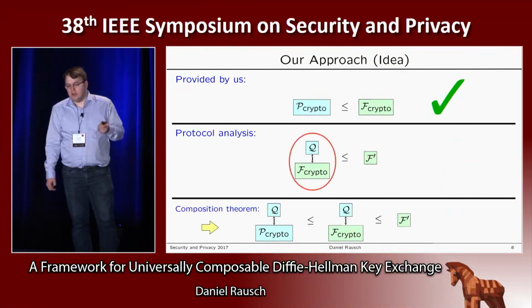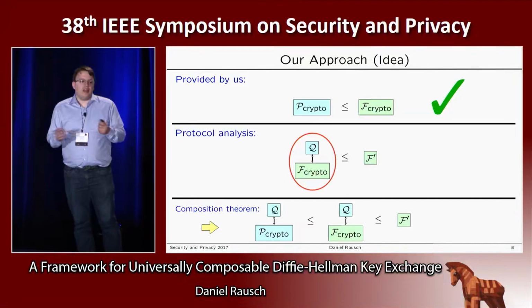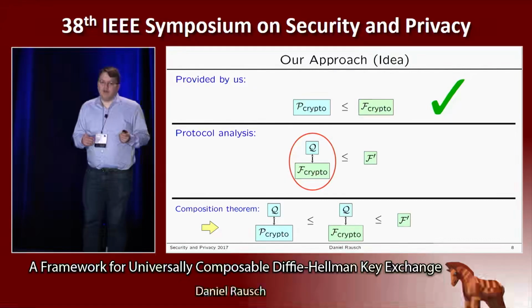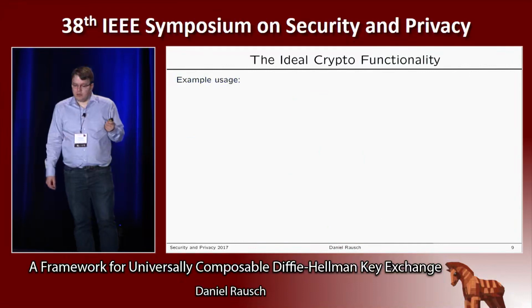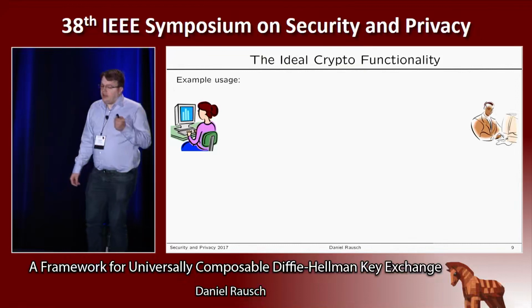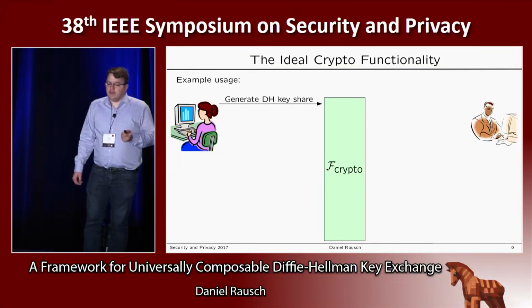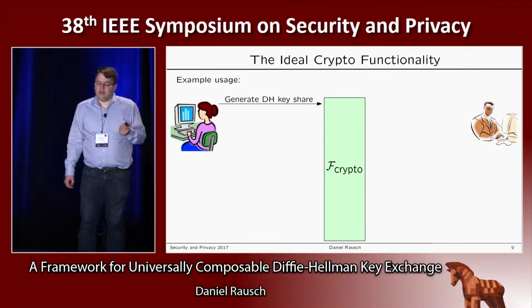In the following, I want to give you an intuition of how Fcrypto can be used in the second step by giving you some examples of which kind of API calls might occur during a protocol execution and how Fcrypto handles these. So suppose we have two honest users, Alice and Bob. They want to execute a protocol together, and they use Fcrypto to get access to cryptographic primitives. Now, during the protocol, Alice might decide that she wants to exchange a key with Bob via the Diffie-Hellman key exchange, so she asks Fcrypto to generate a new Diffie-Hellman key share.